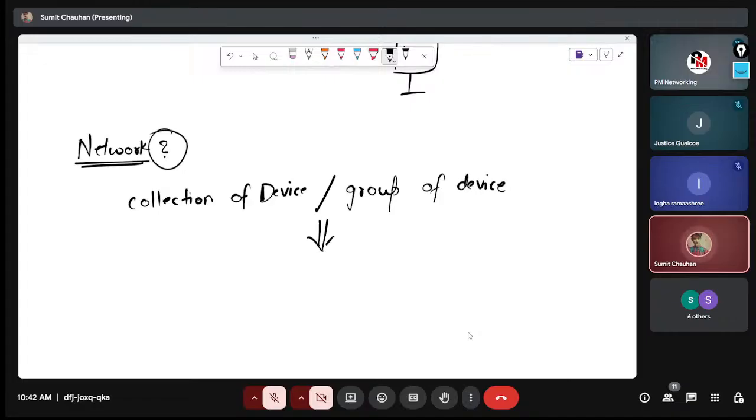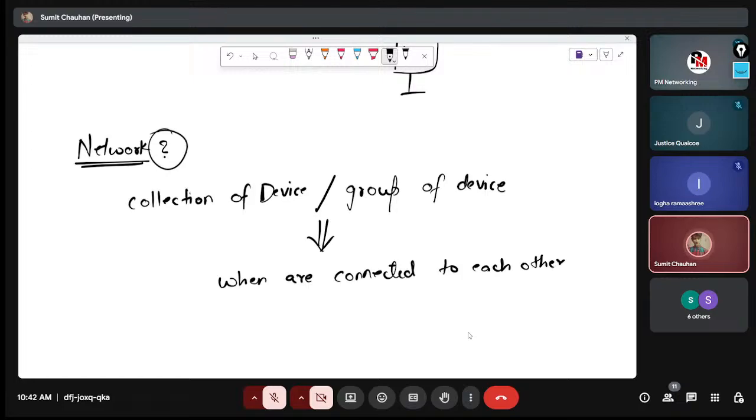Okay, these are the group of devices. When you connect them, group of devices when they are connected to each other... Suppose you did not attend the session, you did not join our network, then what will be happening? You will not be receiving the data. So first of all, if you want to receive data from a network, you need to join the network, you need to connect to the network.